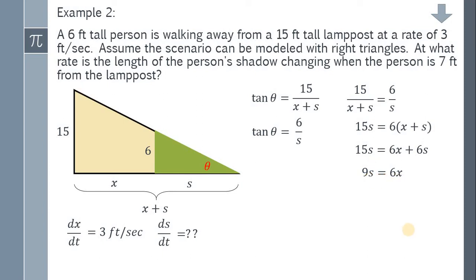Now, since nakasimplify na siya, pwede natin kunin yung implicit differentiation niyan. So, kunin natin yung derivative both sides with respect to time. So, we have derivative of 9s with respect to time is equal to the derivative of 6x with respect to time. Now, kunin natin yung derivative ng 9s. So, we have 9 times ds over dt is equal to 6 times dx over dt. Again, keep in mind na yung s at yung x is a function of t. Or simply, those quantities are changing with respect to time. And we're done para dun sa step number 4.